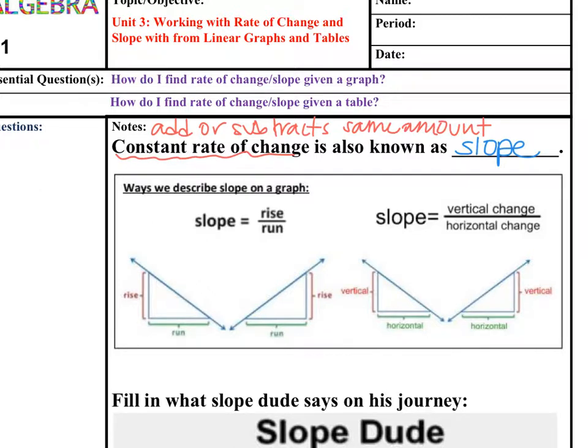You will hear me describe slope on a graph in two different ways. You will hear rise over run. You will also hear me say vertical change over horizontal change. Whatever makes more sense to you is fine with me. Personally, I will probably say vertical over horizontal more often, but if rise over run makes more sense to you, then you go with that. I don't care. So yes, we are watching Slope Dude today.